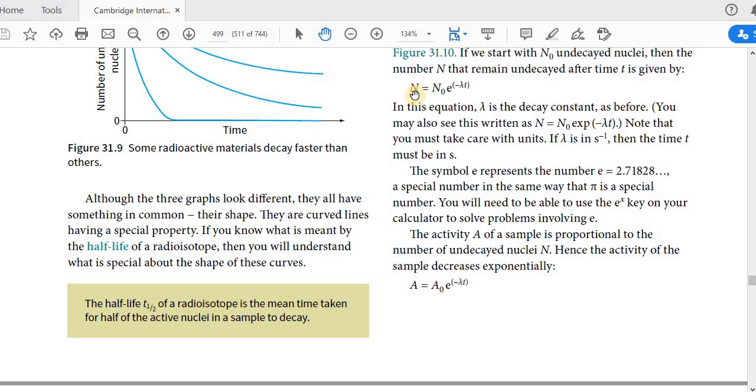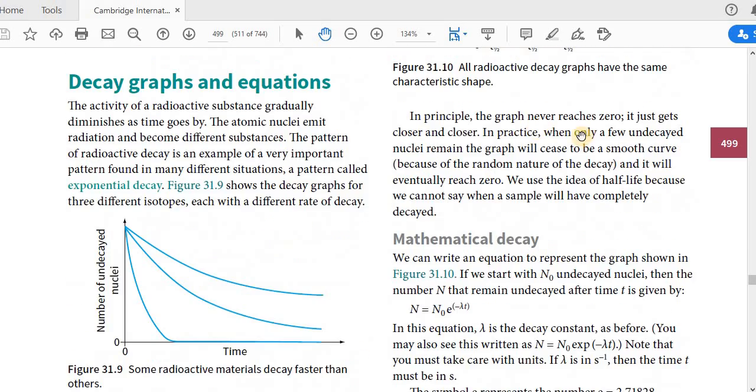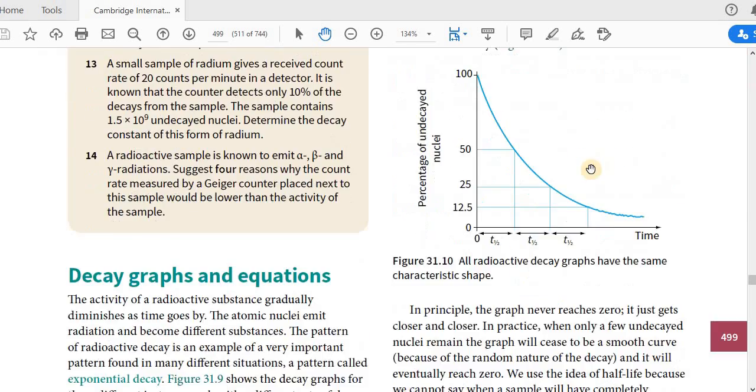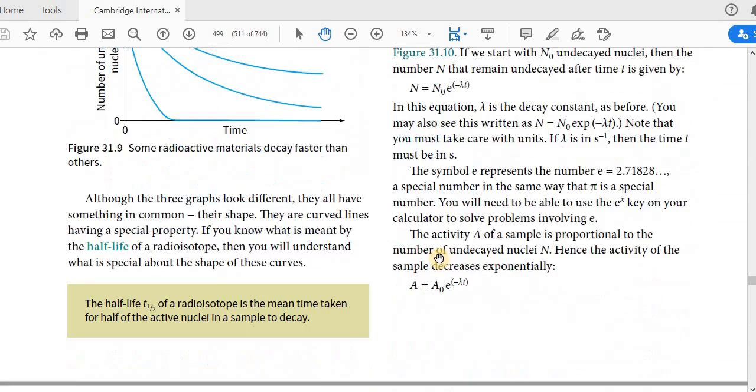So you can see here, this is the number of undecayed nuclei, and A is equal to minus lambda N. Since A is proportional to N, we can replace the N's here with A and write the equation in terms of activity. The only difference is that instead of N you have A. The activity of a sample is proportional to the number of undecayed nuclei N, hence the activity of the sample decreases exponentially.